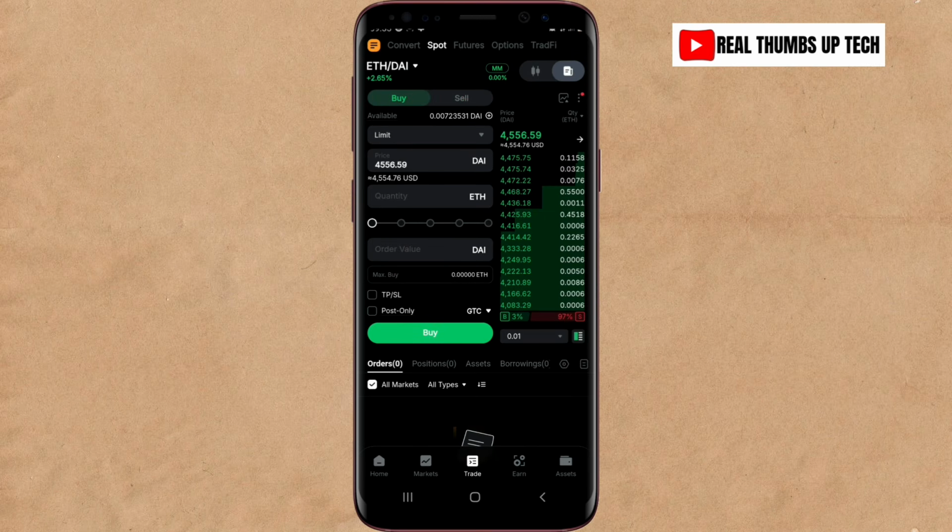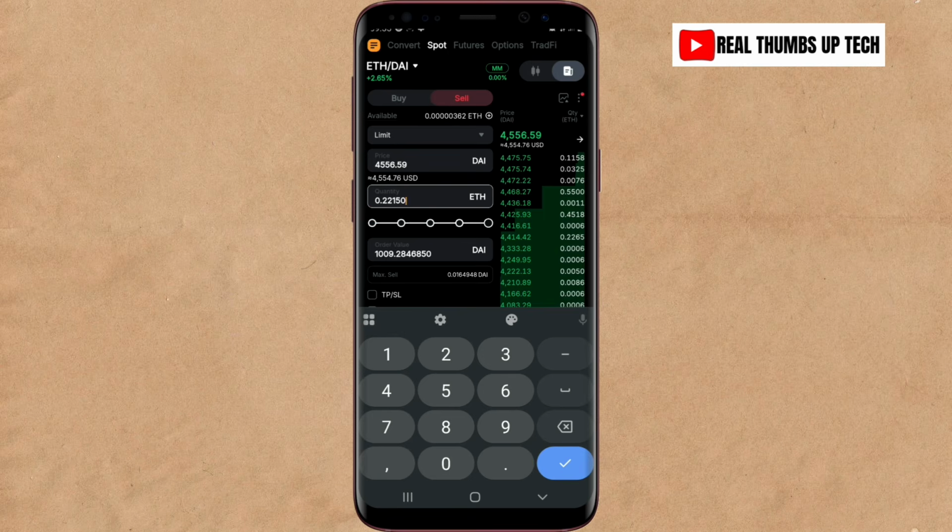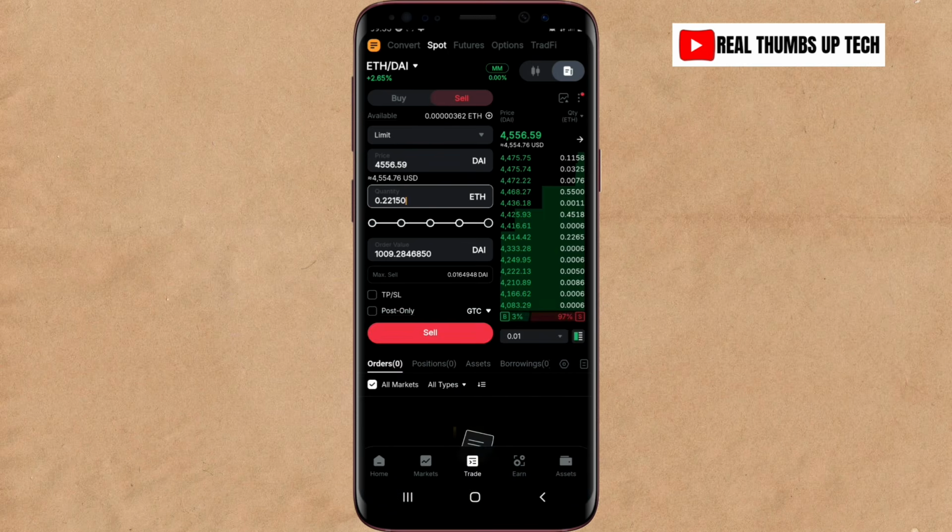So after we've bought Ethereum using USDT, you now come over here and go over to the sell option, because we are now selling Ethereum for DAI. All right. So I've already copied the quantity of Ethereum we will get from Ethereum USDT. So I will now come over here and paste it here. When I paste it, you will see that we'll be getting 1,009 point something DAI. Okay.